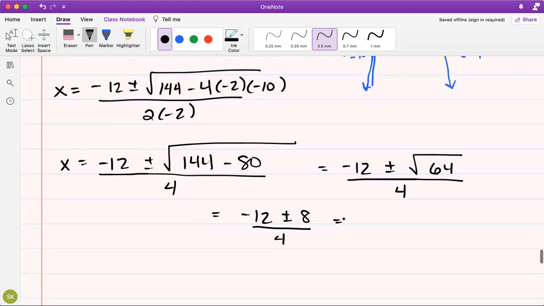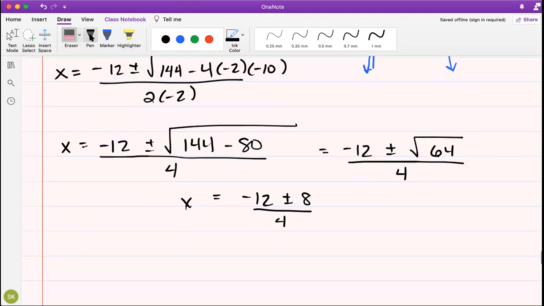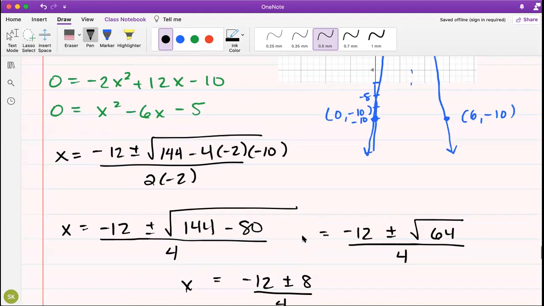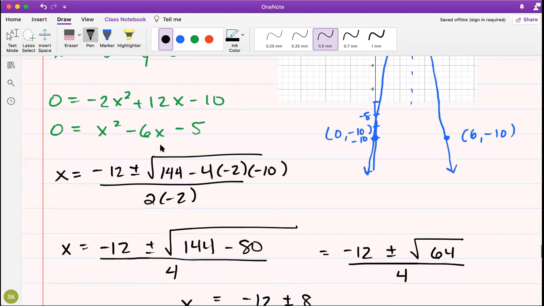Okay, and then we're going to get two answers. So we got x is negative 12 plus 8 over 4, and x is negative 12 minus 8 over 4. So we have x is equal to, if we add them, we get negative 20 over 4, and negative 4 over 4. I see what I did wrong. Yeah, we're getting what I had expected.